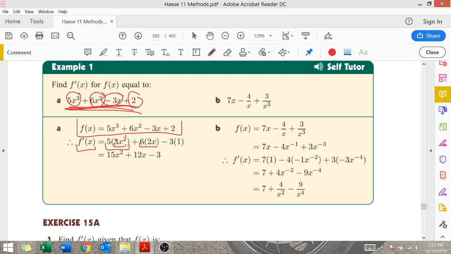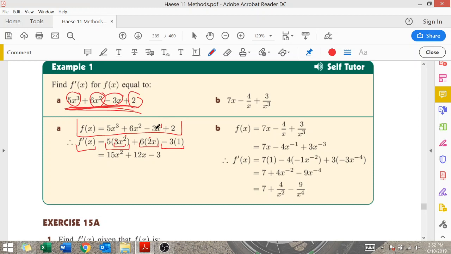Next, same applies here. Leave the number out the front. We times by the power and we take the power. To take 1 is 1. X to the power of 1 we just write as x. Then our third function, x to the power of 1.